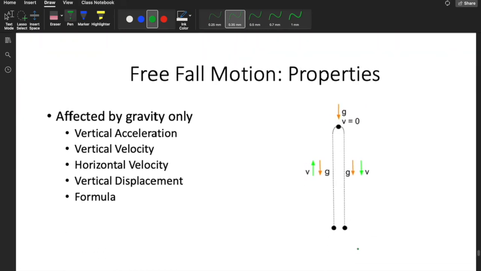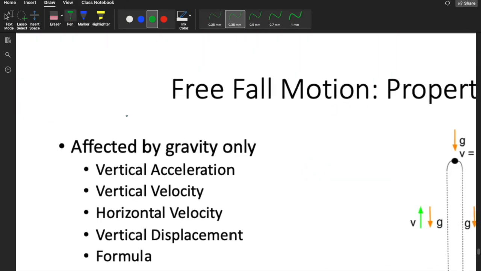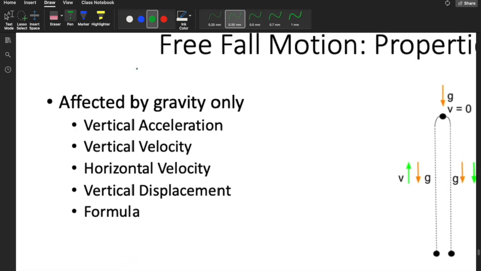Now let's talk about free fall motion. Free fall motion is affected by gravity only, so the vertical acceleration will just be equal to negative g. And vertical velocity will be equal to negative g times t.